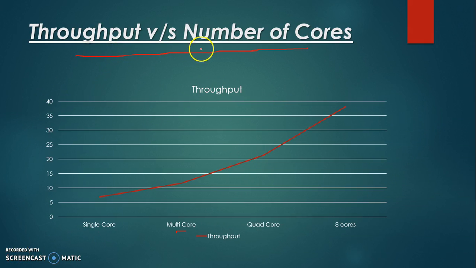Following is a graph of throughput versus number of cores. Since I am using a multi-core processor, my throughput is around 11.6. As you go on increasing the cores, the throughput also goes on increasing. But the trade-off is that the cost as well as the complexity and the power consumption will increase.